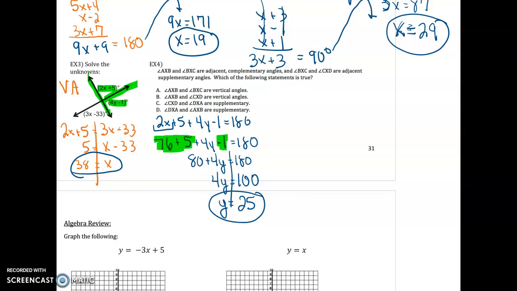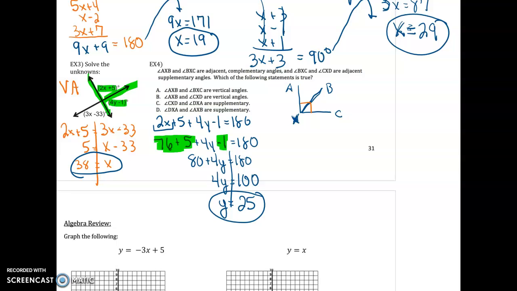So they give me a picture. They say that AXB and BXC are adjacent and complementary angles. So that's the first picture I'm going to do. So I'm going to have AXB. So here's A, here's X, here's B, and C. They're adjacent, so that means they are right next to each other, which they are. They are complementary, which means they're going to add up to 90 degrees.